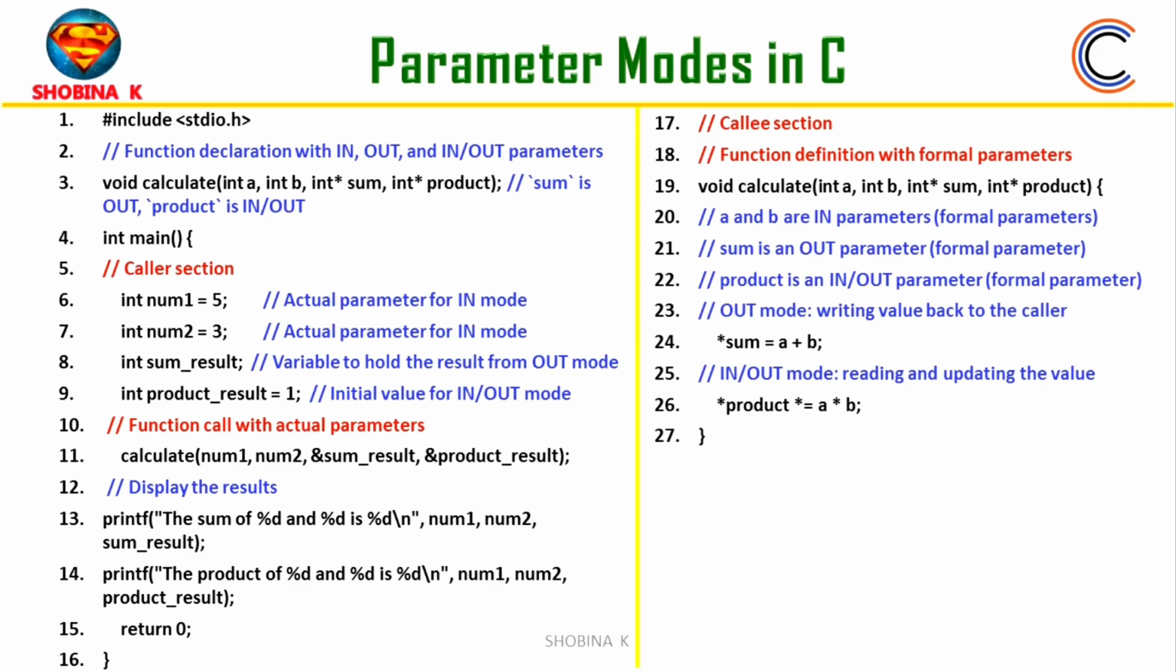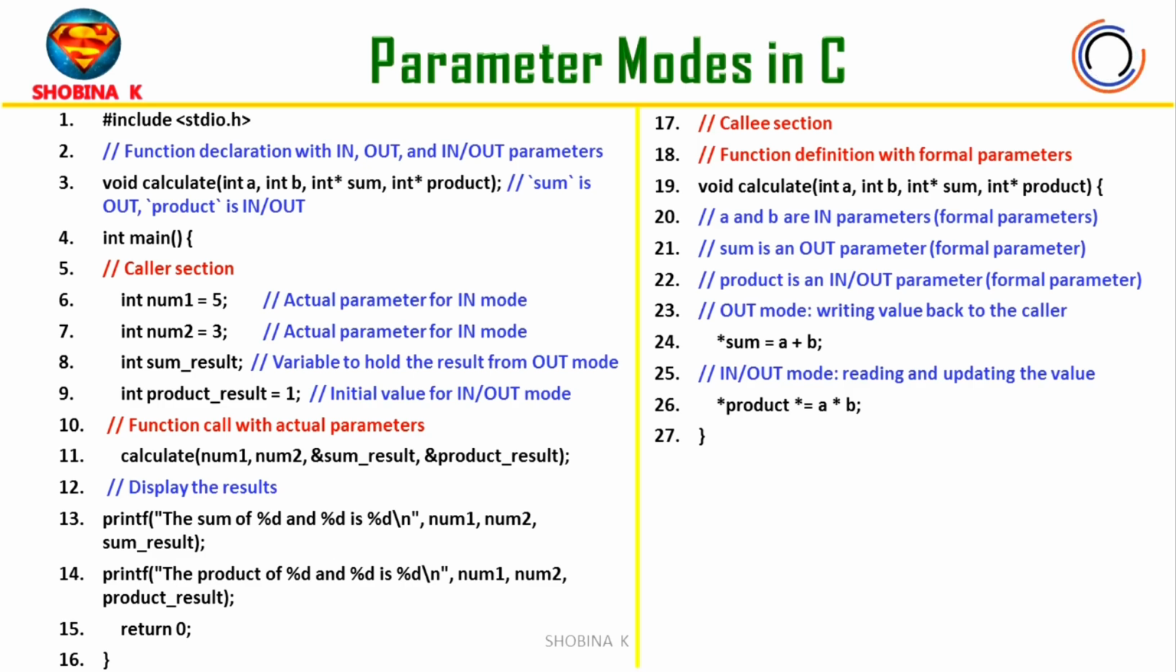Ampersand sum_result is the out parameter. Ampersand product_result is the in-out parameter. Ampersand sum_result and product_result are passed by reference, which means the addresses of sum_result and product_result are passed to the calculate function. Inside the calculate function, sum and product are pointers that refer to the actual variables sum_result and product_result.